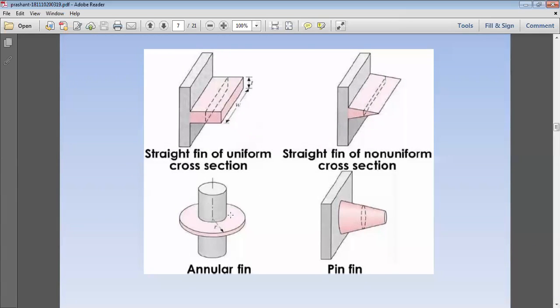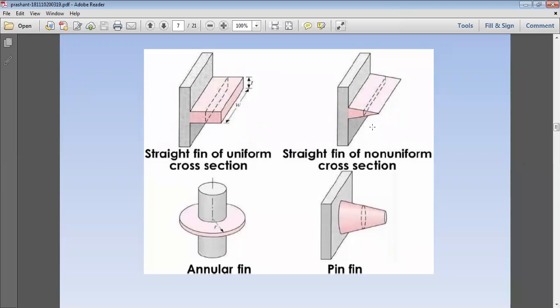So this is the annular fin. For a cylinder, we need to dissipate the heat from the base of the cylinder to the surroundings by providing annular fins. Annular fins are circumferential fins. One fin is attached to the tube, and this is called an annular fin. Coming to the pin fin, here we are attaching or protruding one pin over the surface of the base material. This is the pin fin application.